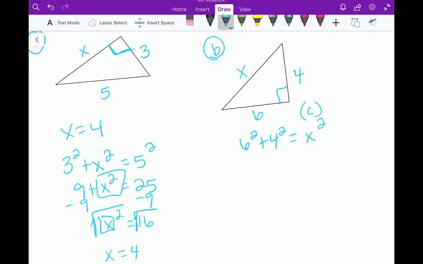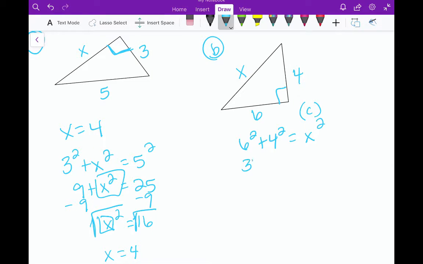Remember, that's my c squared. So 36 plus 16 equals x squared. 36 plus 16 is 52 equals x squared. Then I need to solve for x, so I need to take the square root of both sides. So the square root of 52 equals x.